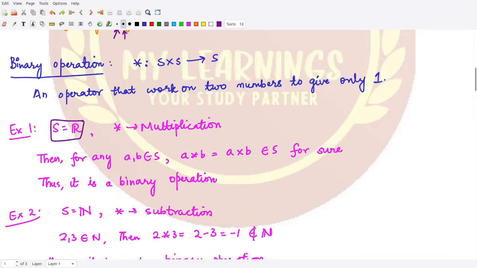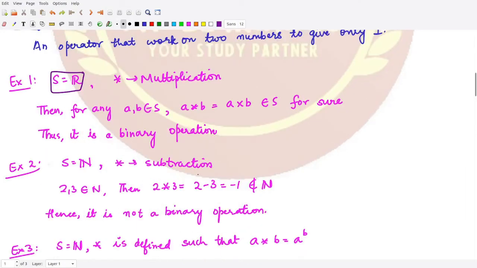Why? Because that is the fundamental property of real numbers that you already know. So therefore in this case it is a binary operation. Let's move on to the next example. In the next example, suppose our set is the set of natural numbers and the operation that we define is that of subtraction. Now we have to check whether this is a binary operation or not.